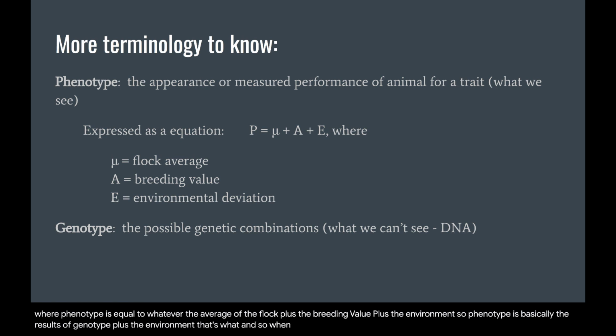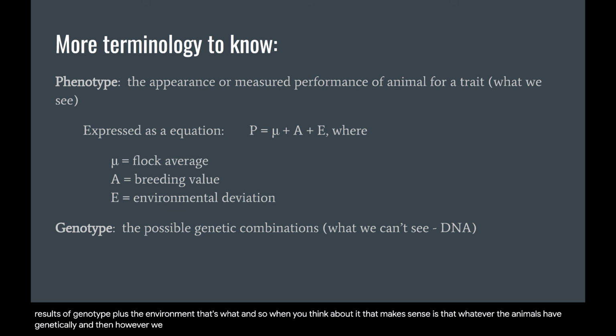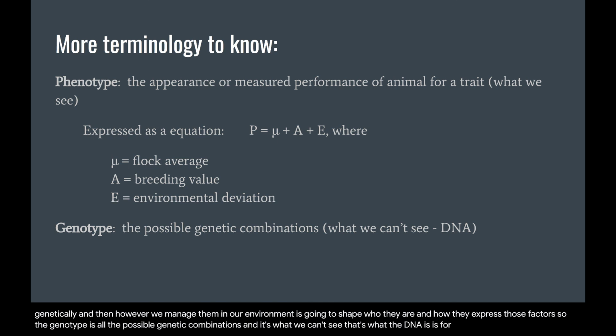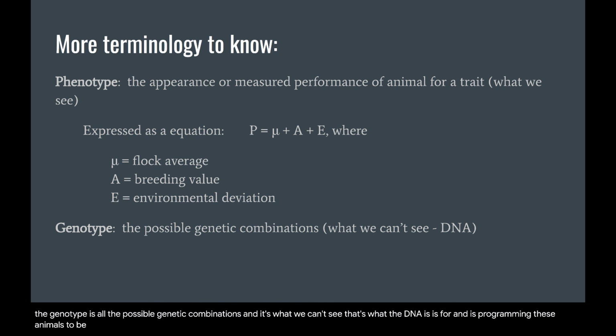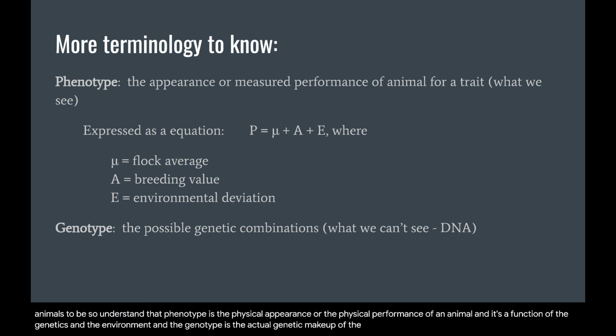And so when you think about it, that makes sense: whatever the animals have genetically, and then however we manage them in our environment, is going to shape who they are and how they express those factors. So the genotype is all the possible genetic combinations, and it's what we can't see. That's what the DNA is for and is programming these animals to be. So understand that phenotype is the physical appearance or the physical performance of an animal, and it's a function of the genetics and the environment, and the genotype is the actual genetic makeup of the animal.